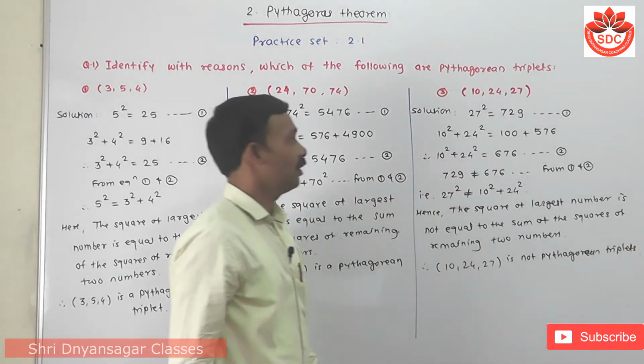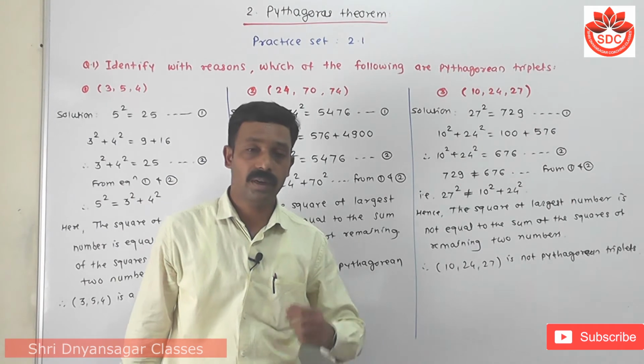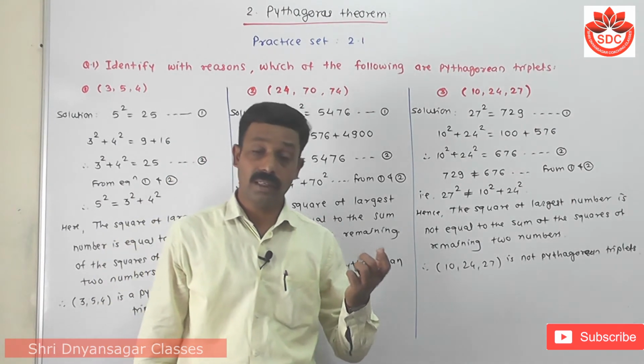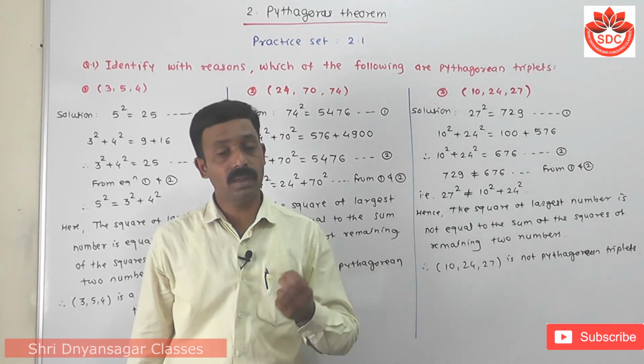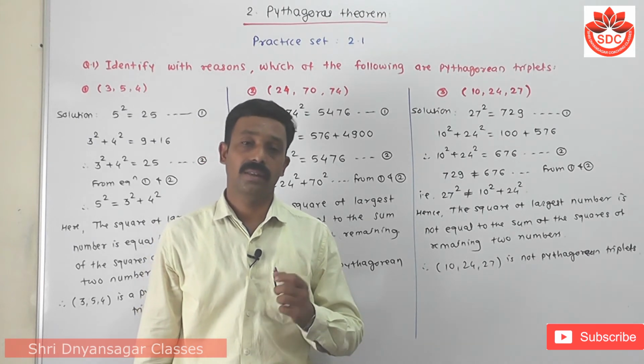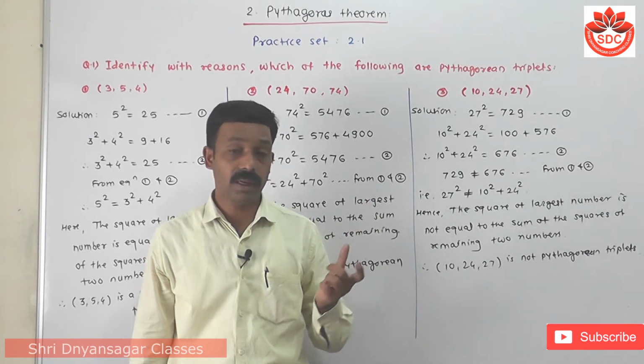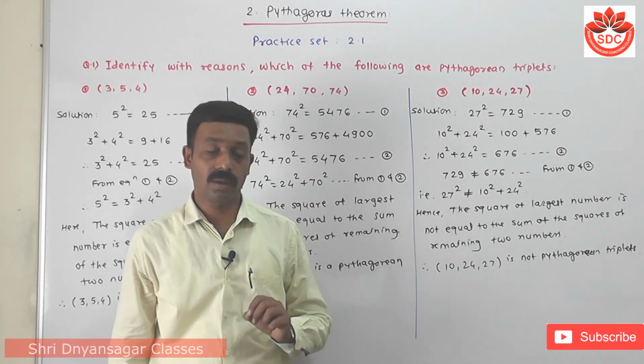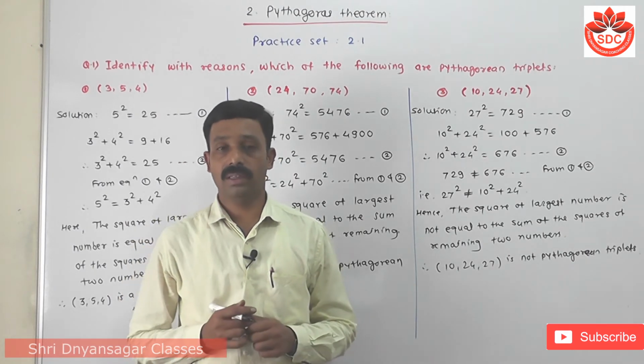Can you understand this? So simple. In this example, if the square of the largest number is equal to the sum of the squares of the remaining two numbers, then this is a Pythagorean triplet. Otherwise, this is not a Pythagorean triplet. Okay, we take the next example.